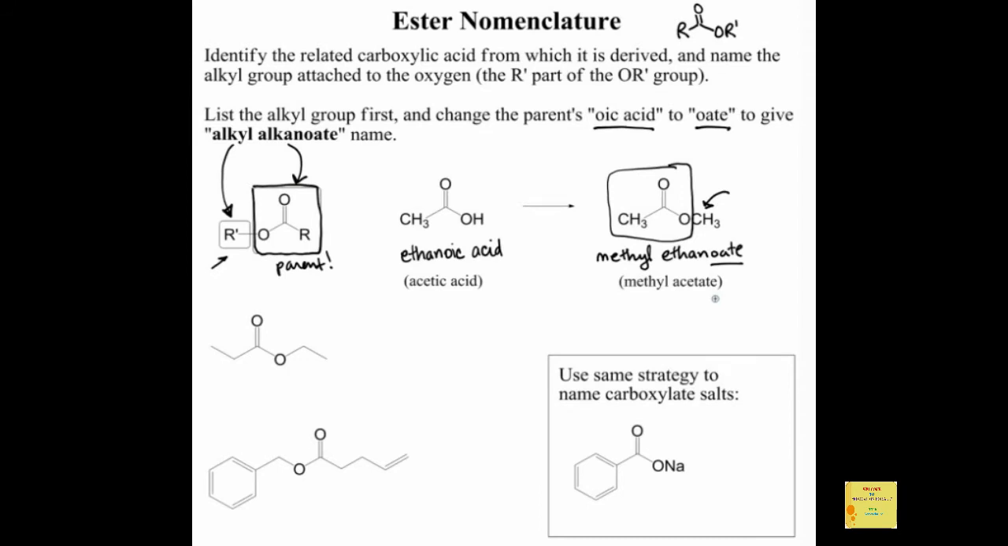Let's try another example. Here, this is an ester because we have a carbonyl with an OR group attached. How do we name it? First, we really want to identify the parent acid. Here's the carboxylic acid that's related to the ester, of which it's a derivative. And how would you name that acid? It is a 3-carbon acid, 1, 2, 3, so it's a propane derivative. You would call it propanoic acid.